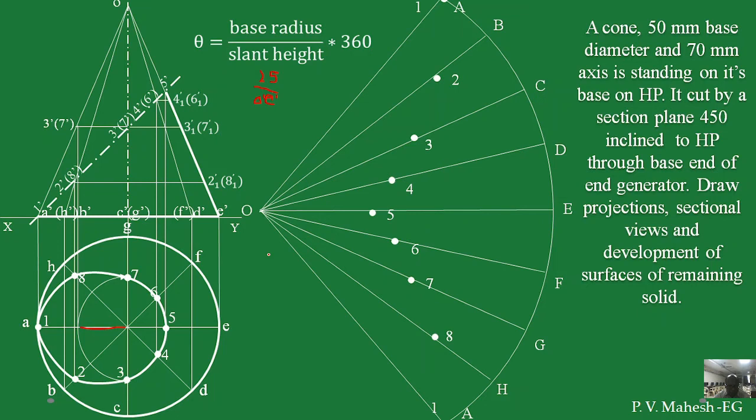Now if I join all these points, how to join? Not with straight lines, be careful. These points should be joined with a smooth curve like this, and then the outline. So this is the development of the cone. Okay, so the development of the frustum of the cone will be like this. Only the outline is dark and all the remaining lines are thin lines.